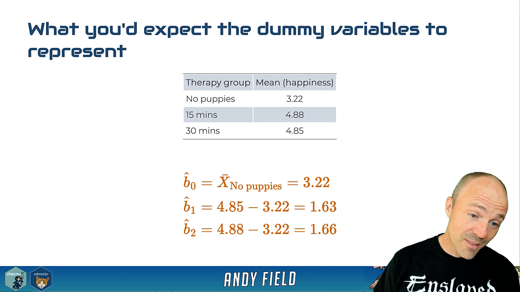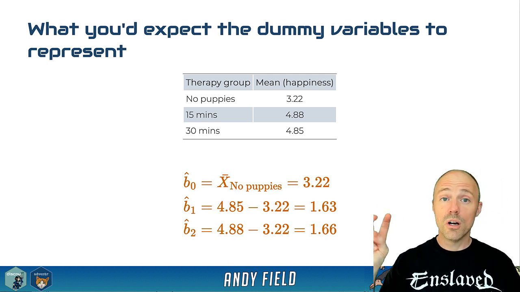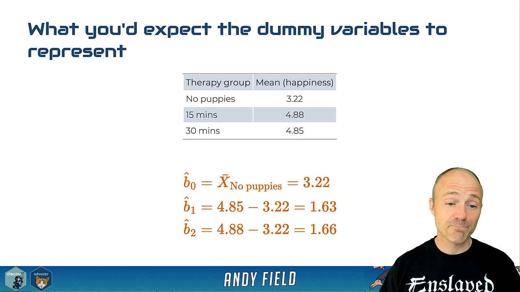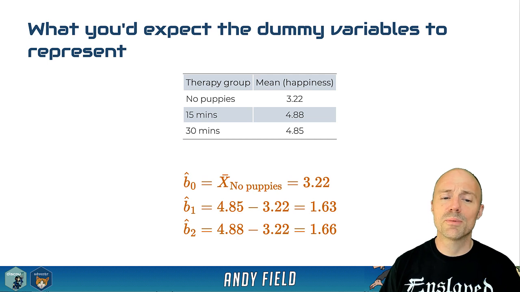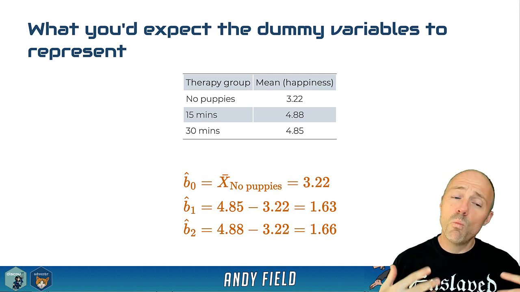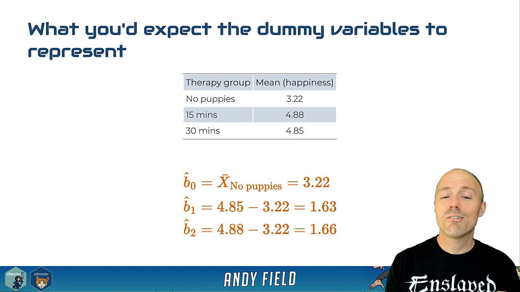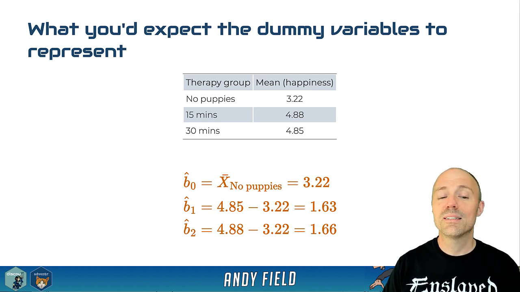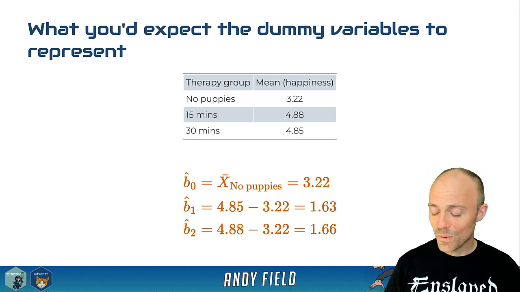We also know that the parameter attached to the long dummy variable is going to represent the difference between the mean in the 30-minute group and the no puppy group. So that's going to be a difference of 4.85 minus 3.22, which is 1.63. So what we'd expect to happen, based on what we know about dummy coding from previous lectures, is that we should see a beta 0 of 3.22, and beta 1 and beta 2, the betas attached to the dummy variables, will both be about 1.6. So let's see if that's what we get.